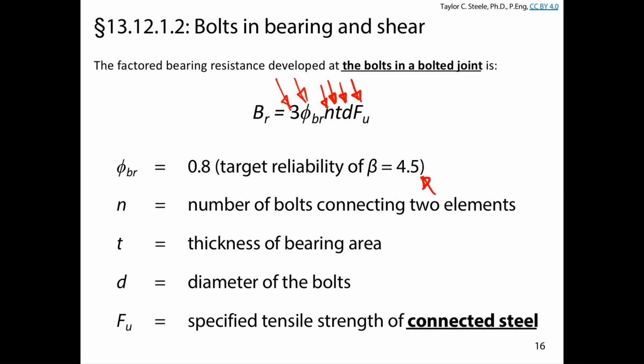The thing that usually sticks out to people is this 3 out here, and that 3 seems a little bit weird because why are we multiplying all of a sudden the force from one contact area by a factor of 3?